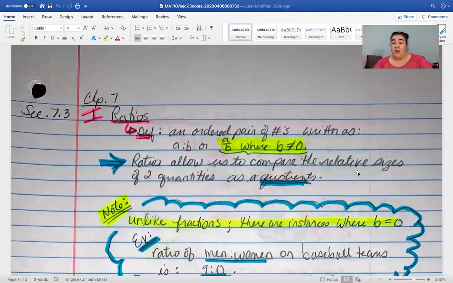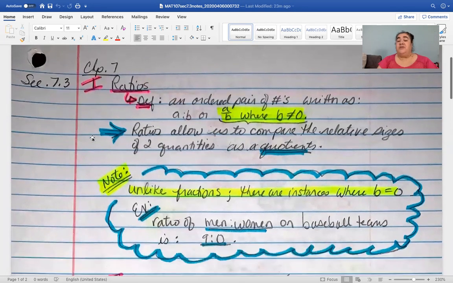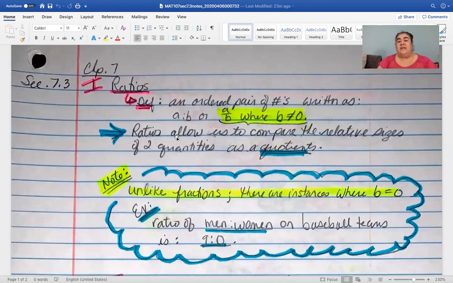on ratios. Now, ratios, as you can see, are defined officially as an ordered pair of numbers written as a colon b or a over b. When we write it as a over b, this would be the notation we use when b is not equal to 0. This, however, does not mean that in ratios, the b part can never be 0, as you will see shortly. But let's discuss a little further why we want to talk about ratios. The reason why ratios are a useful mathematical tool is that they allow us to compare the relative sizes of two quantities as quotients.